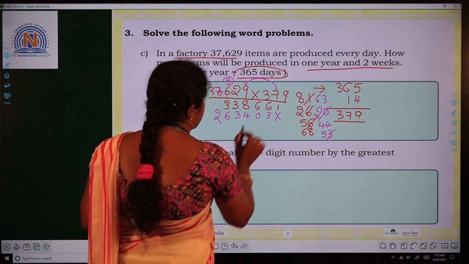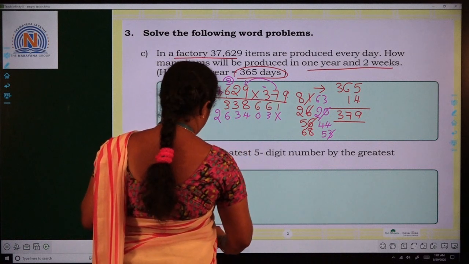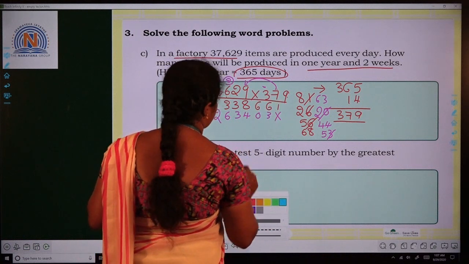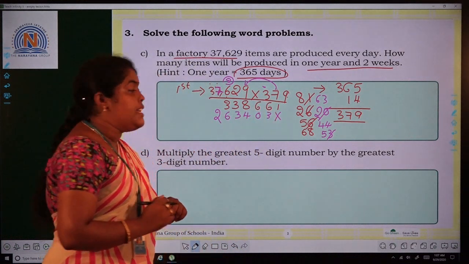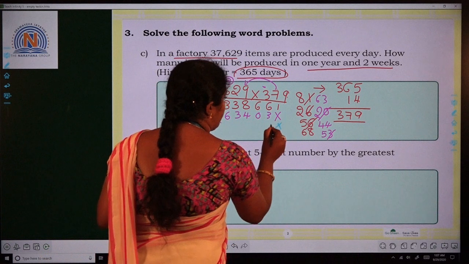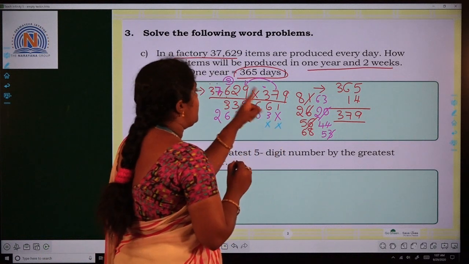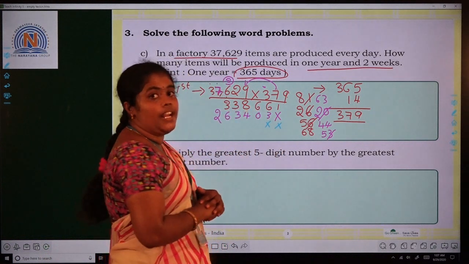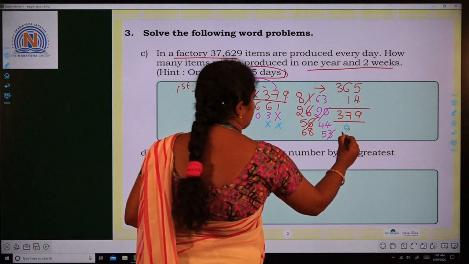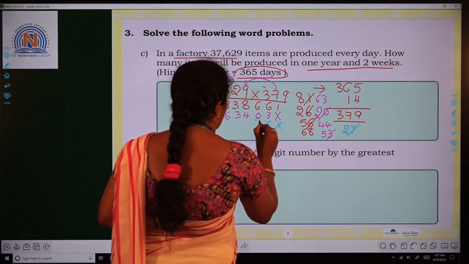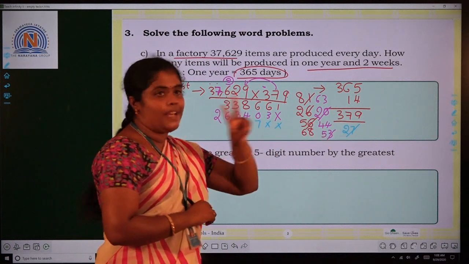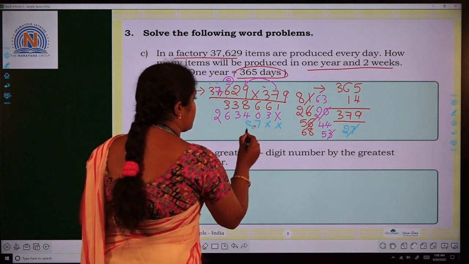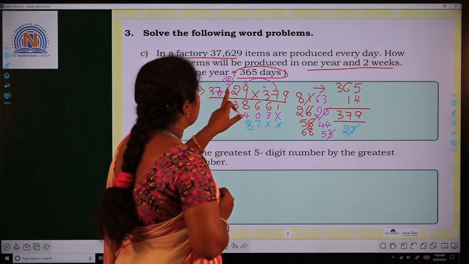Next, moving on to the next place. Next place is the hundreds place. 3 nines, 27. Here ones place completed, tens place completed. Next 3 nines, 27. 7 we have to write down, 3 is carried to the next place. Next 3 twos, 6, and 6 plus 2, the answer is 8.